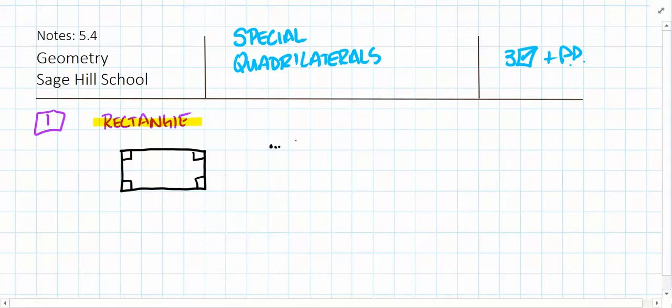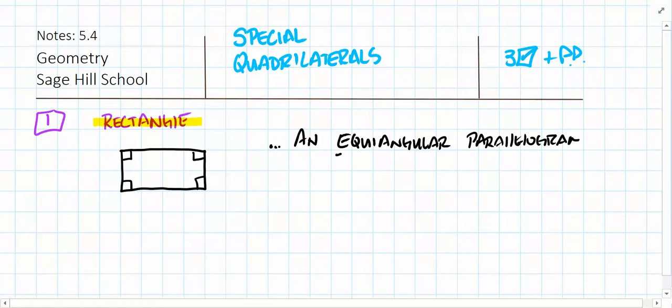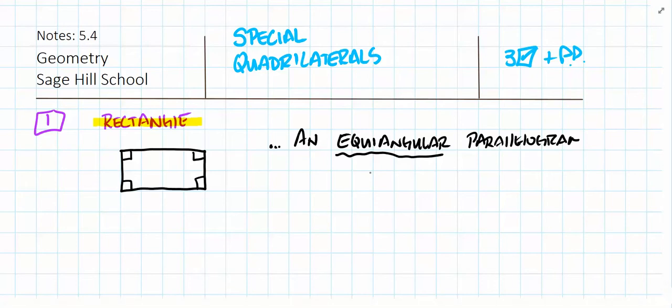So, a rectangle is an equilateral... an equilateral parallelogram. No, not equilateral. I mean, sorry, equiangular. Thank you. Equiangular parallelogram. Equiangular means equal angles, that they're all equal. So if every single angle inside a parallelogram is equal, then they all have to be 90 degrees, right? That's an equiangular parallelogram. That's how we're going to describe the rectangle.